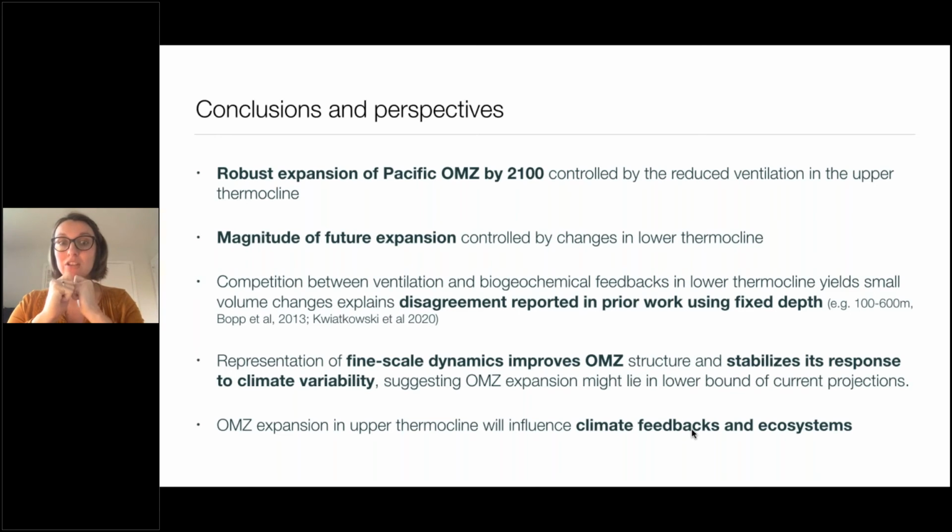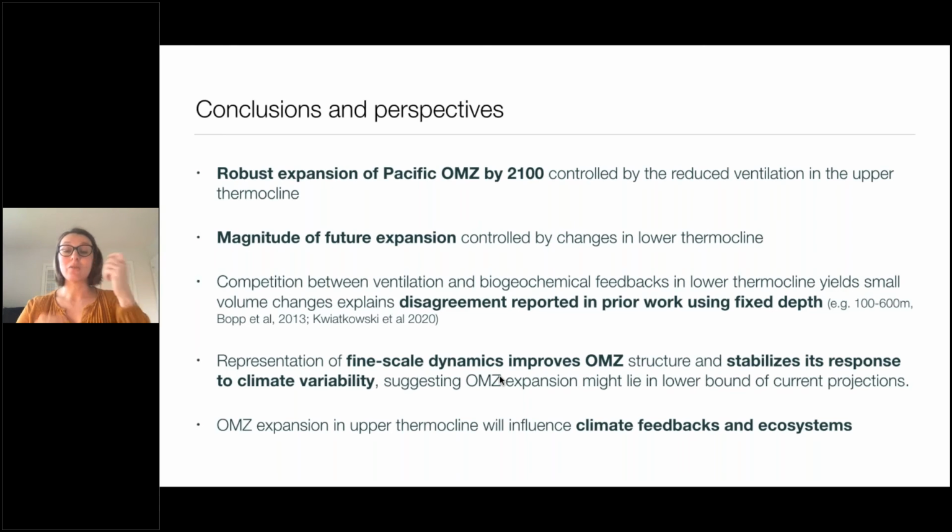Also, that competition explains the disagreements that have been reported in prior work. And I'd like to stress the fact that they use a fixed depth, typically 100 and 600 meters, that just cuts things in the middle. It's really hard to understand biologically and physically what's going on.